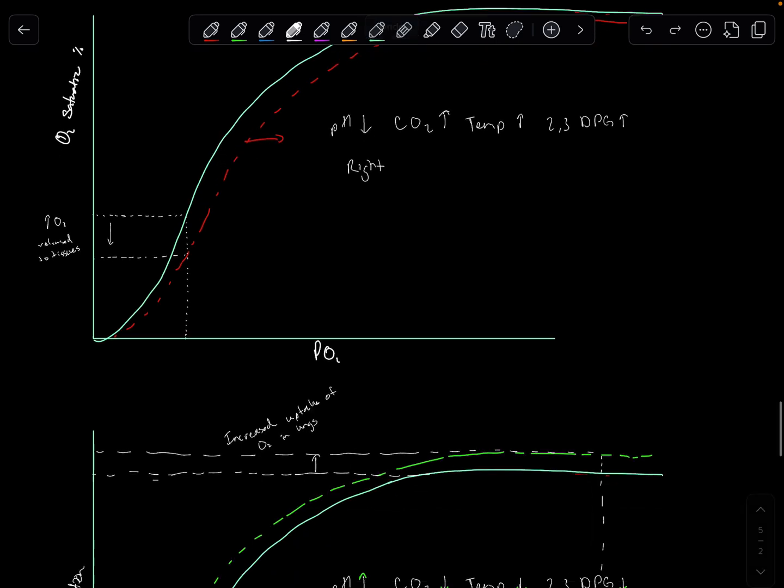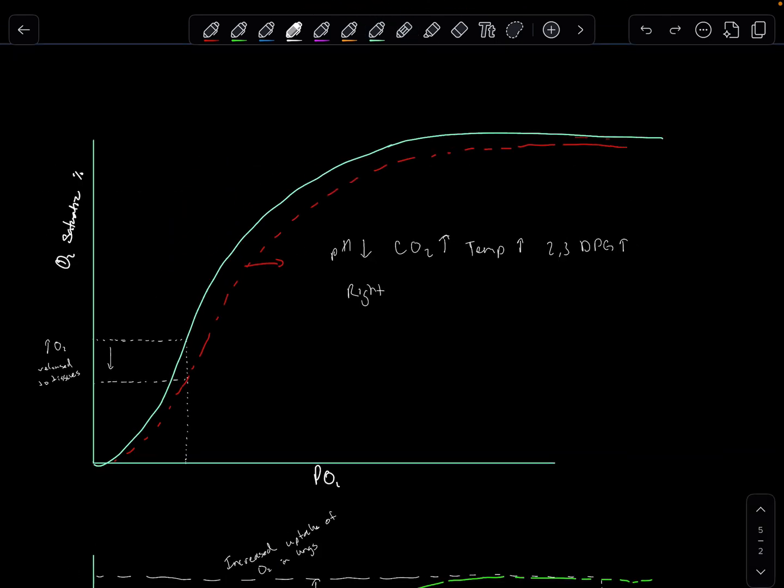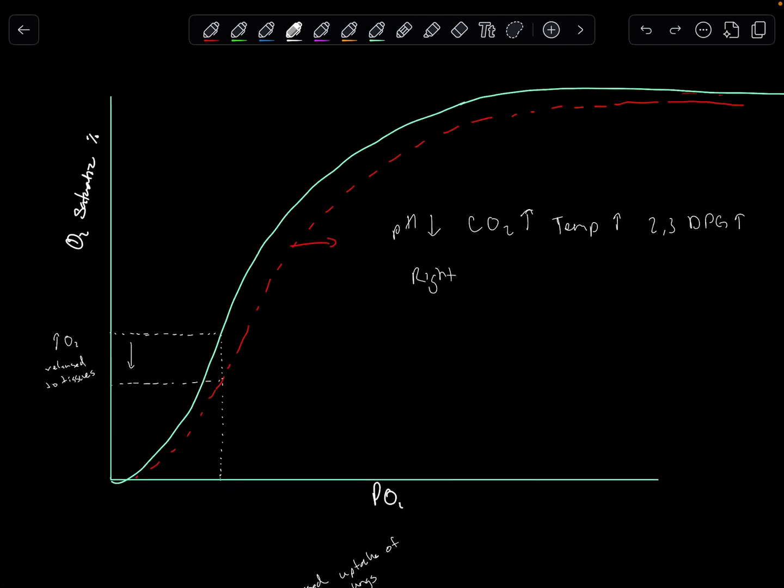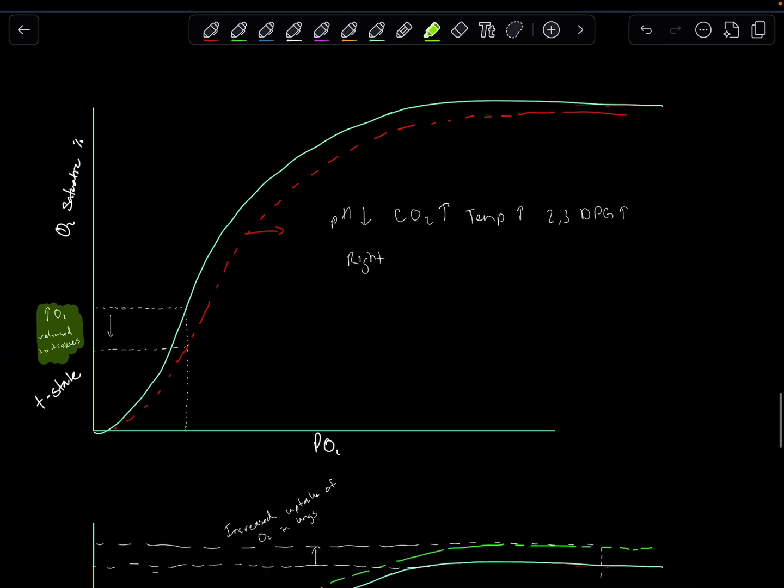PO2. Okay. So a right shift essentially causes more O2 to be released into the tissues. So technically like a T state. If that occurs, usually what triggers that is a low pH, the protons, or high CO2, which eventually turns into protons. The temperature increases, or 2,3-BPG also increases.